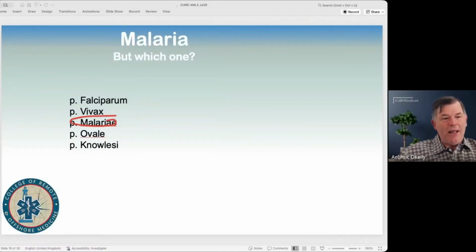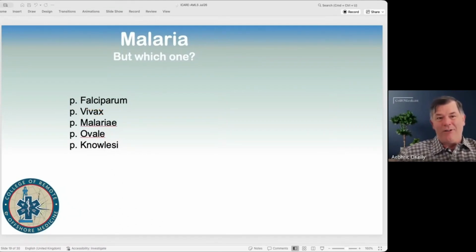The malariae and the ovale are not as deadly by any means. And the ovale and the Vivax are so similar that at London School, when we're doing microscopy, we usually call something Ovax because it looks so much like Vivax and so much like ovale.